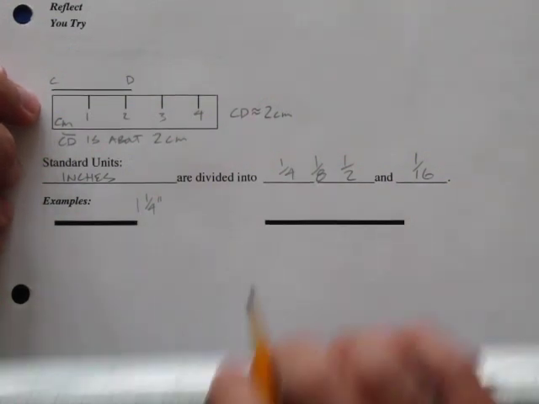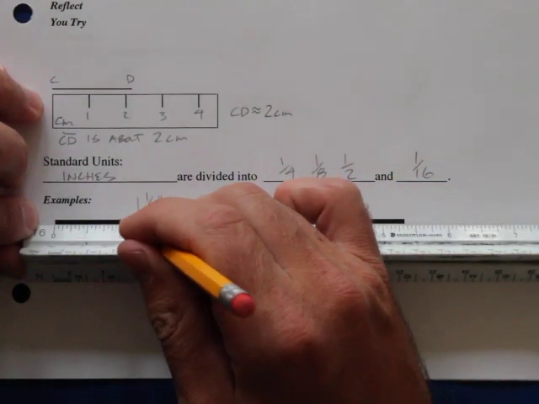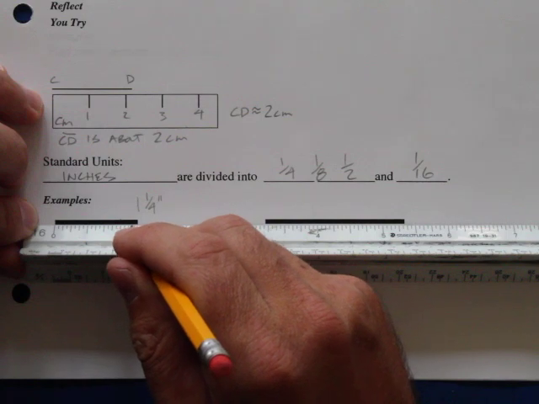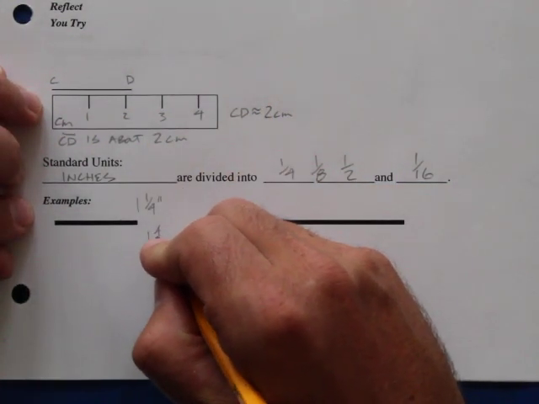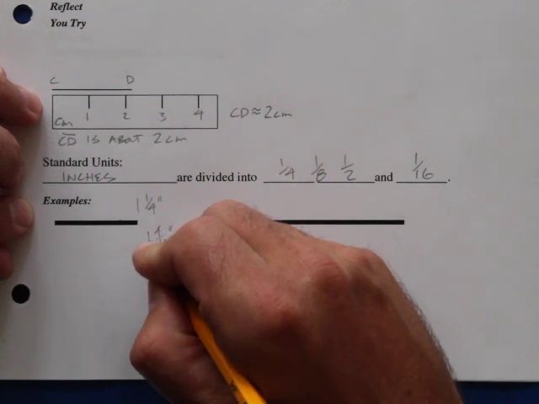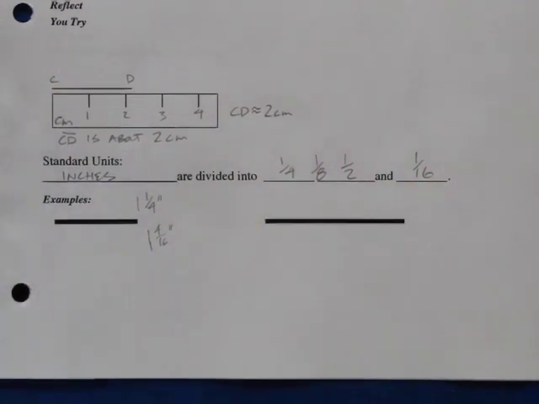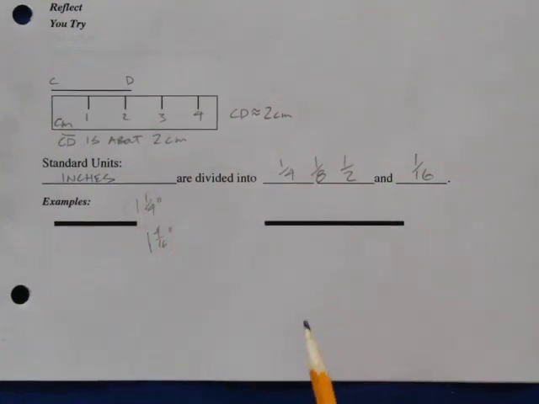I could also say these little guys here, the smallest ones, are 16ths. So I can have 1, 2, 3, 4 16ths. So I could have 1 and 4 16ths. 1/4 and 4 16ths are equivalent fractions, so they mean the same thing. So this is the simplified version of it.